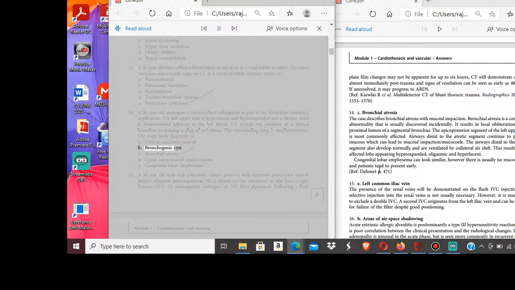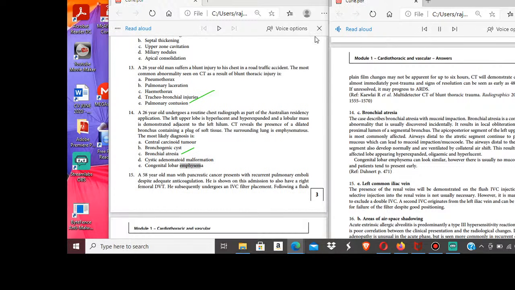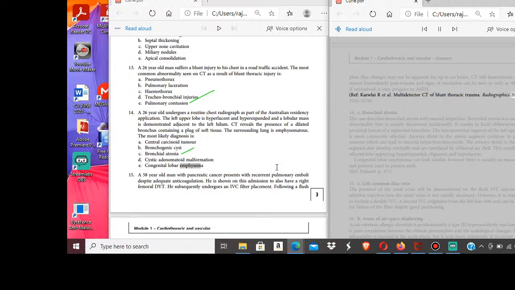Central carcinoid tumor, B. Bronchogenic cyst, C. Bronchial atresia, D. Cystic adenomatoid malformation, E. Congenital lobar emphysema. Radiographics 2008, 28, 1555-1570.